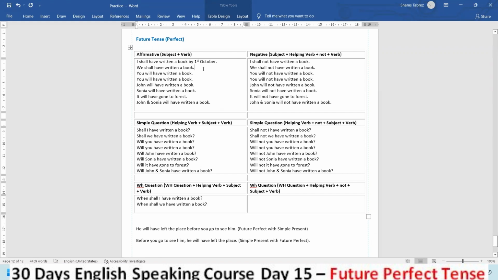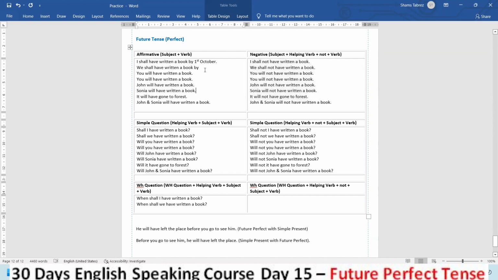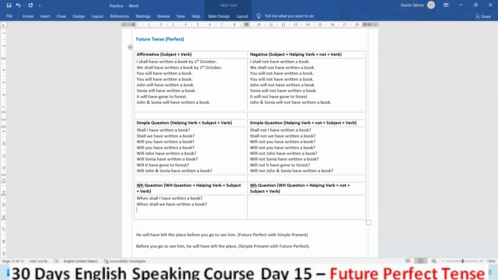हम एक book 1st October तक लिख चुके होंगे. So we shall have written a book, without using extra words like no or yes. Yes or no is only for simple questions: if it is affirmative, we start with yes; if it is negative, we start with no. That's all. So we shall have written a book by 1st October. 1st October is a future date. All right. This is how you need to understand. Next.